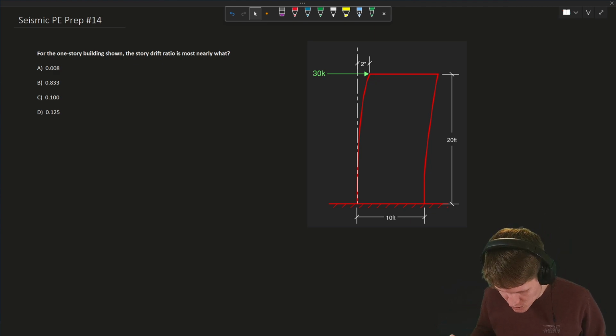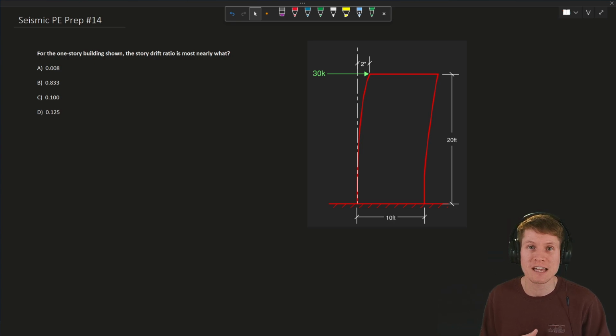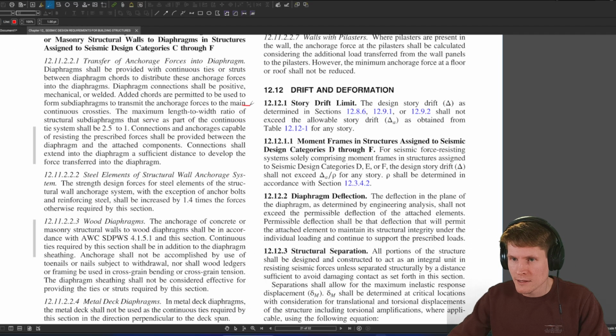It's a single story structure, 20 feet tall, 10 feet wide, with a 30 kip story force applied at the roof level in green there. And then there is a resulting 2-inch displacement. If you happen to see anything in the exam about drift or displacement or story drift ratio, you know you're going to be heading to section 12.12 of the ASCE 7. Let's head there now. We're going to start at the very beginning, 12.12.1.